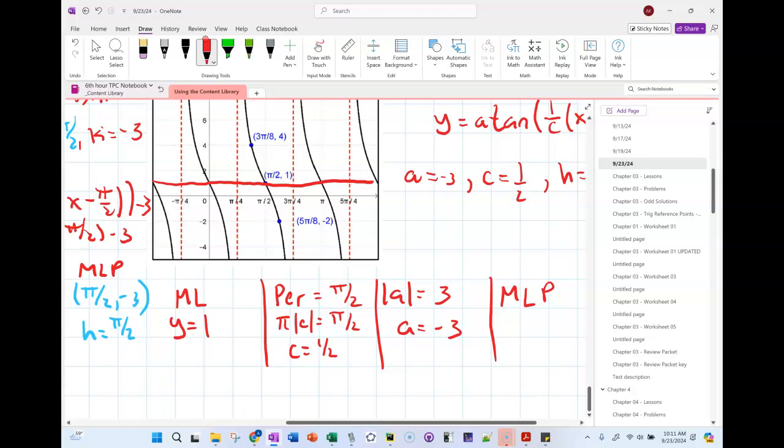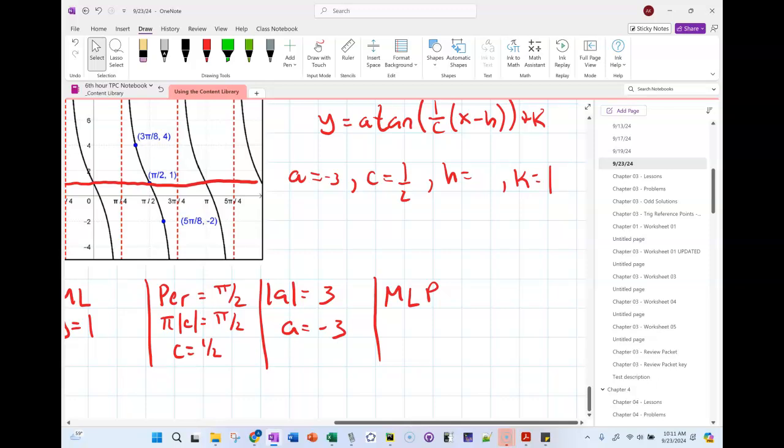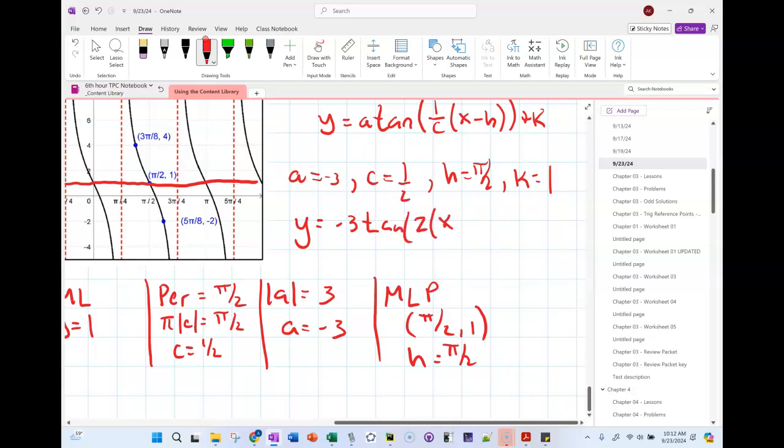And then, Emmy, can you tell me the midline point that we want to consider? I said pi over 2, comma 1, right? We need the whole point. And the H then is going to be pi over 2. Fantastic. So 1 over c I'm just going to write as 2. So there's our answer, right?